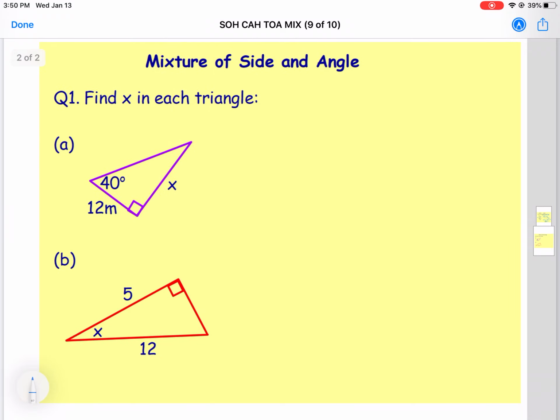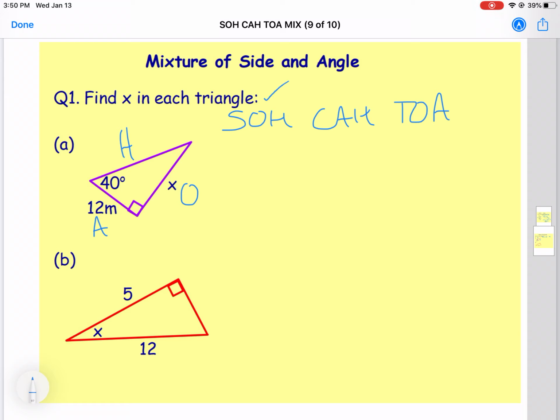Okay, so just very quickly, I'm going to go through these examples with you. It is a mixture, as you can see. One of them is finding the side, one of them is finding the angle. So always the first step is to label the triangle. We've got opposite where the x is, hypotenuse up the top, and adjacent at the 12. If we write down SOHCAHTOA, remember we use this SOHCAHTOA whether we're doing an angle or a side.